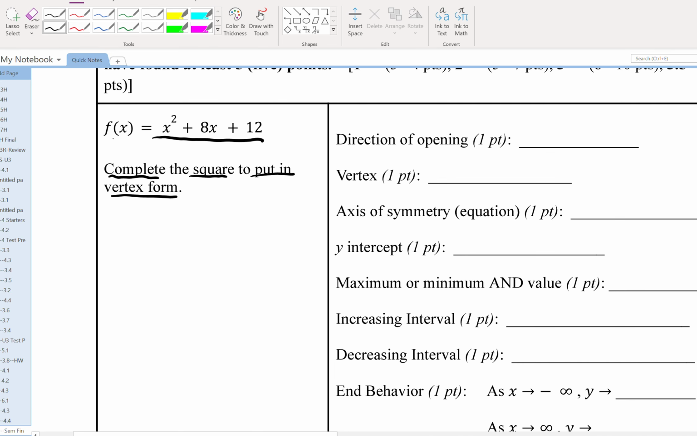So the first thing is I'm going to take f of x, I'm going to write that as y, because it's quicker. Y equals x squared plus 8x plus blank, leaving a space for me to complete the square, and then plus 12, and then once again plus a blank. I'm leaving these two blanks. Basically, our strategy is to add 0, or what is equal to 0, and that will help us keep this equation balanced.